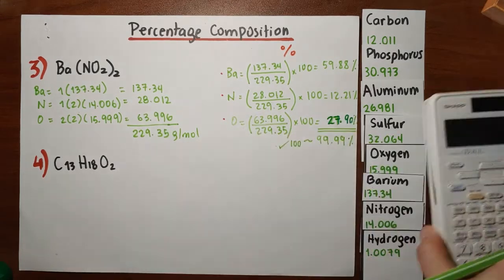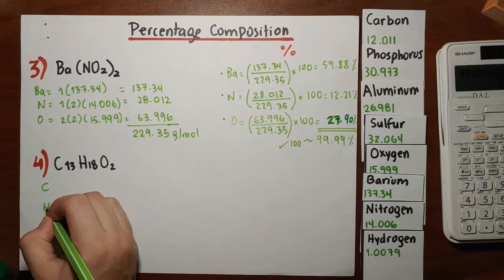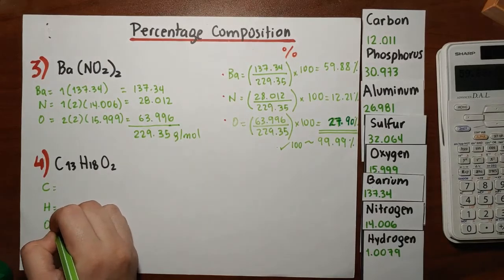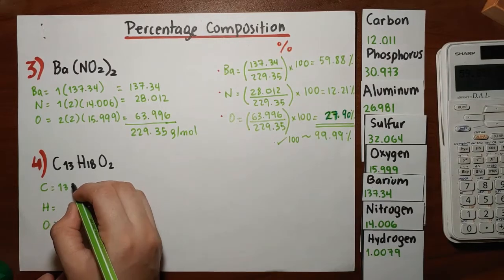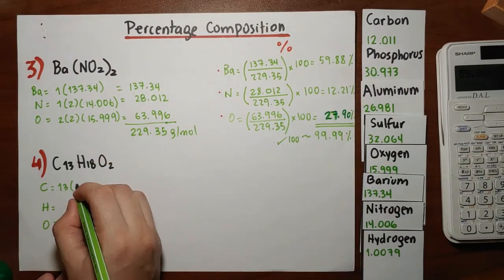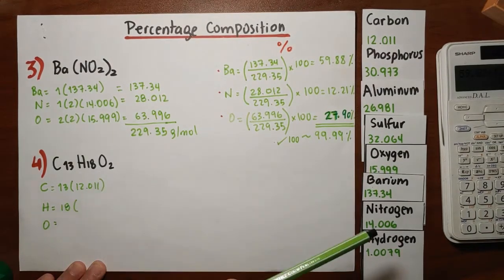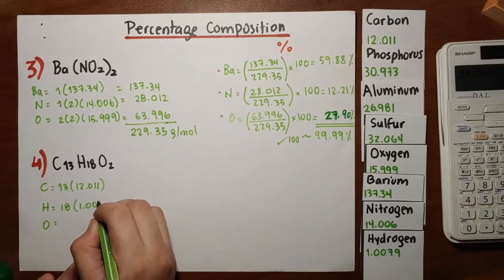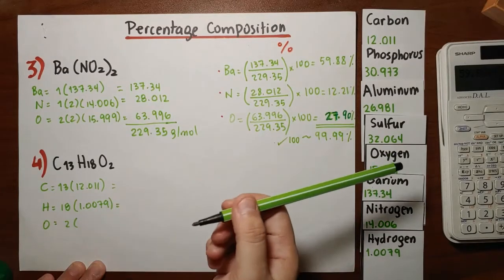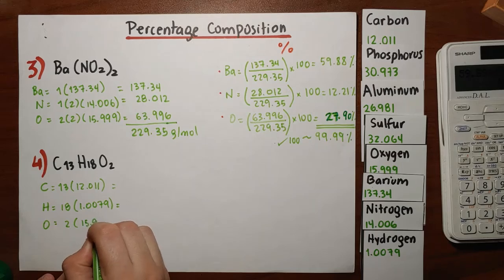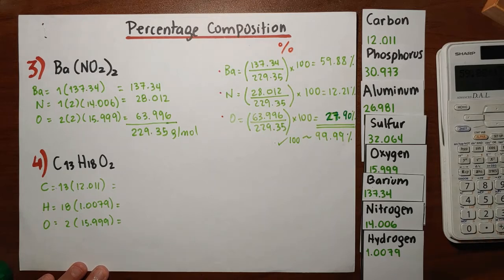Now let's do the last one. We have carbon, we have hydrogen, and we have oxygen. Okay, now we have 13 carbons, and carbon is the first one I have there, 12.011. Hydrogen, I have 18, and this is hydrogen's mass, 1.0079, and oxygen is 2 times its mass, 15.999. So perform these calculations.